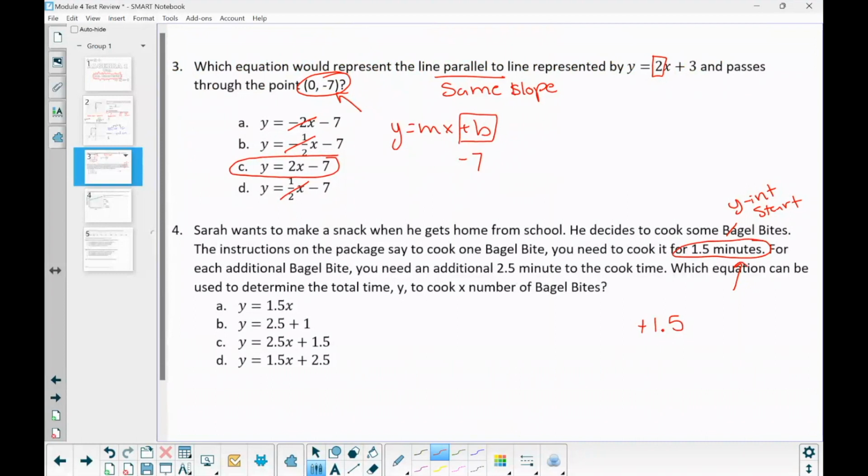And that's positive because there's no such thing as negative time. I know my y doesn't change and my x doesn't change. Now, just off of that, I already know the answer is C. But let's finish out the problem.